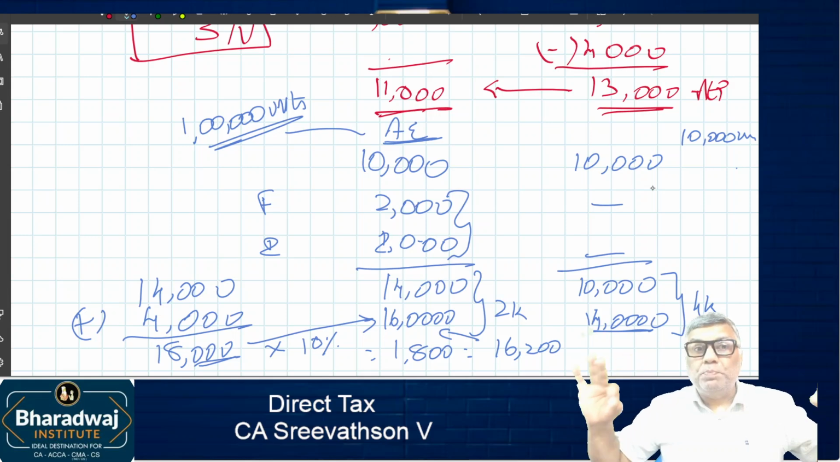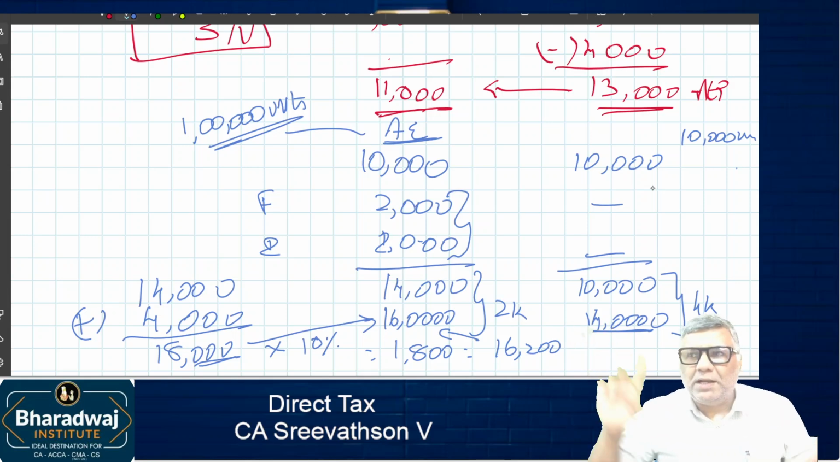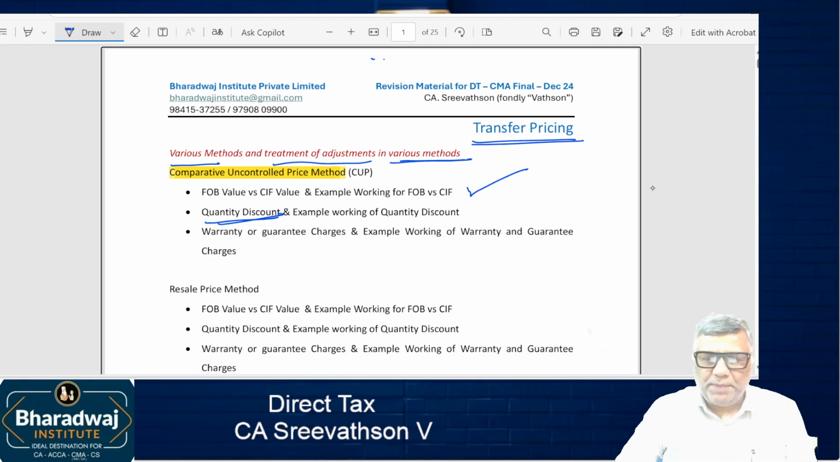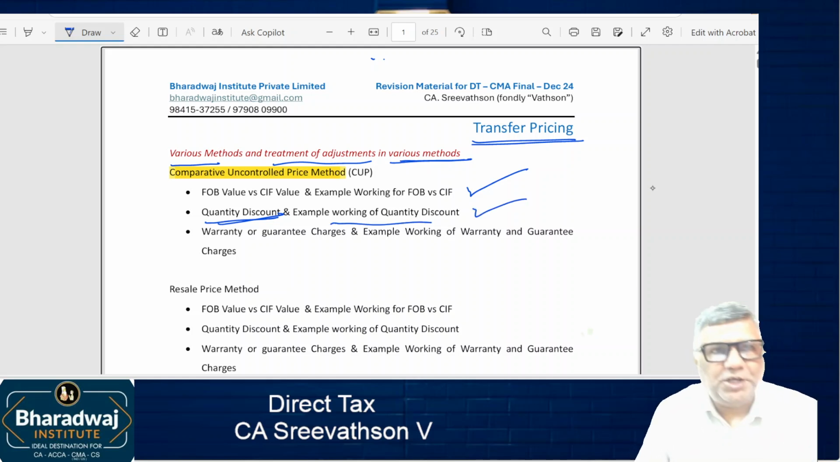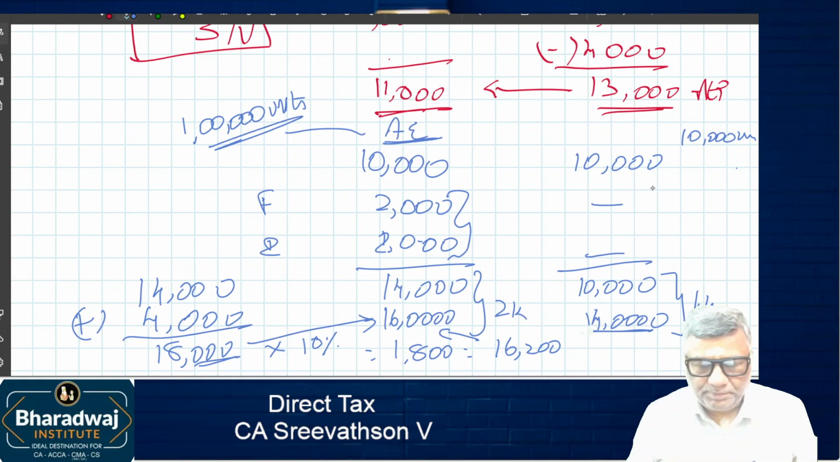Quantity discount should be reduced from the independent party. Always it will be so only. So quantity discount should be reduced. Is the class so far clear? Okay, right.